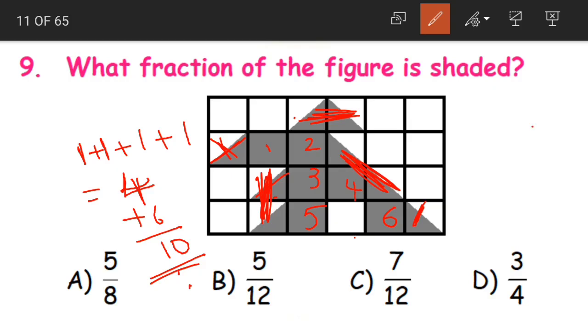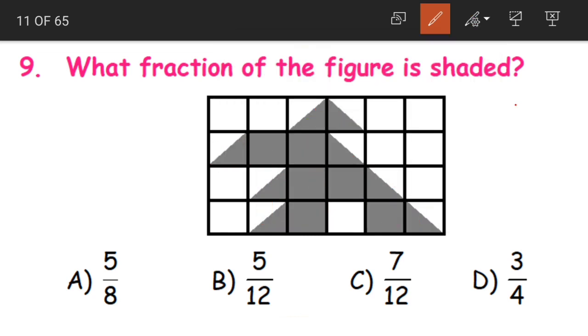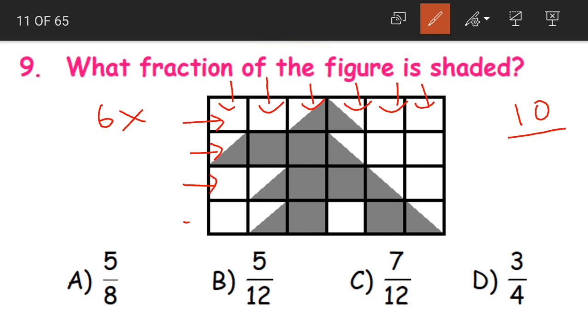Yes. Now, this becomes our numerator, 10, the number of shaded blocks. Now, what will be our denominator? The denominator will be the total number of blocks. How many do we have? 1, 2, 3, 4, 5, 6 columns into 1, 2, 3, 4 rows. 6 4s are 24 is our total number of blocks. So, 24 becomes our denominator.